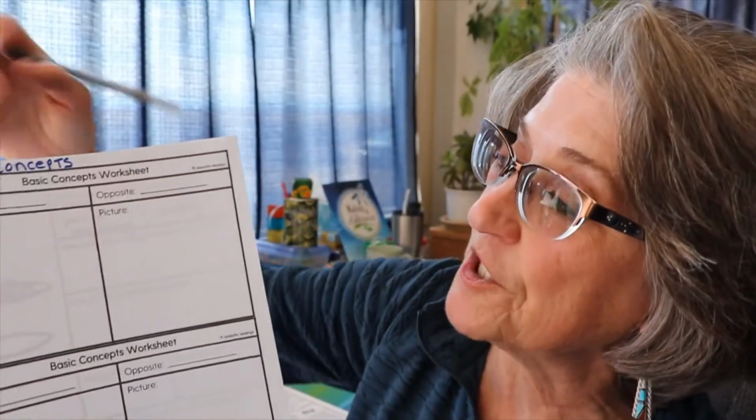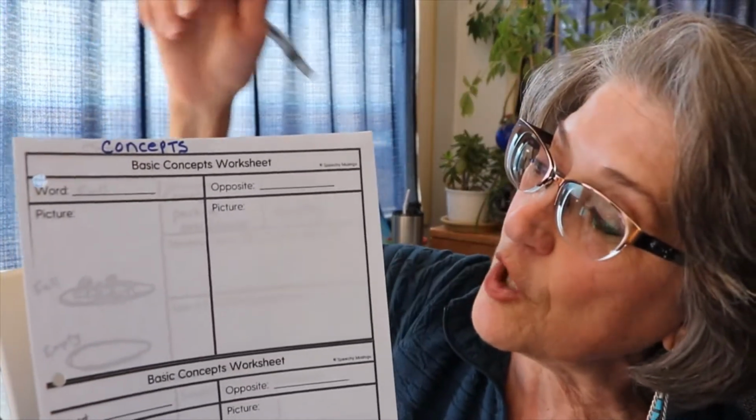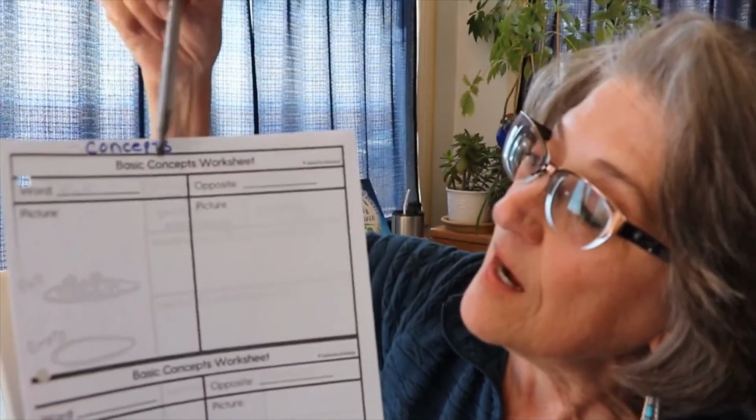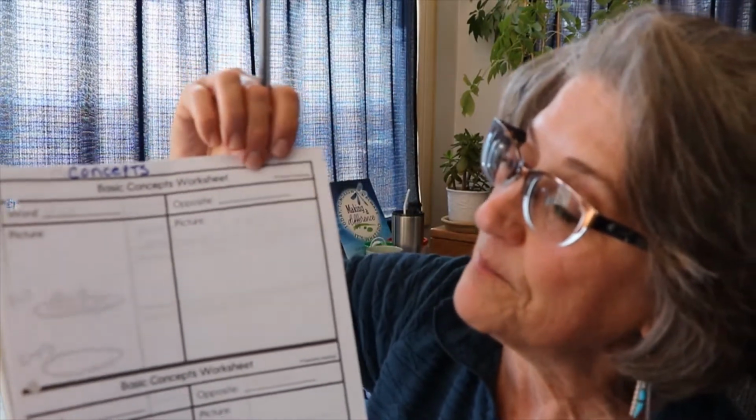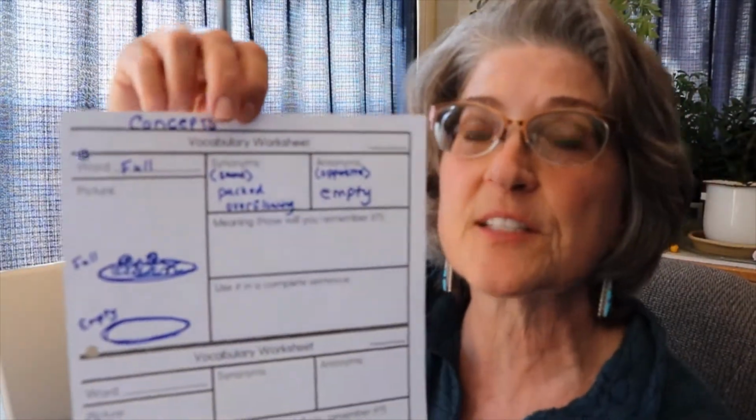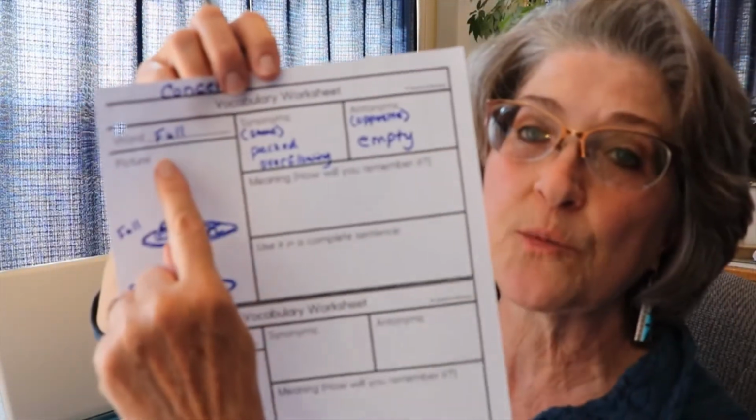is the basic concepts worksheet, so you could have the word. You could have your child draw a picture, or you could draw a picture. You could talk about the opposite of it and then do a picture for that one. We also, for concepts, use this worksheet. And here I've written the word full.